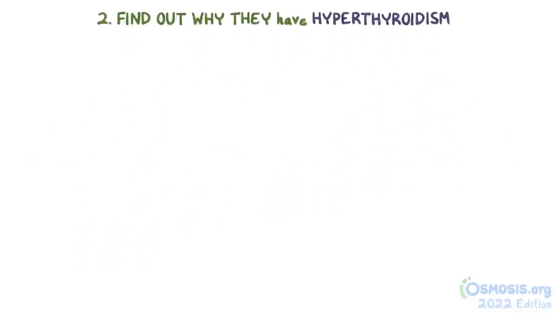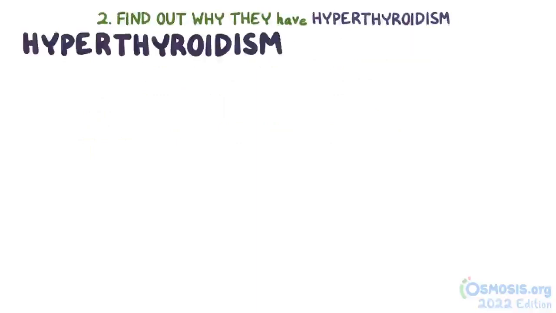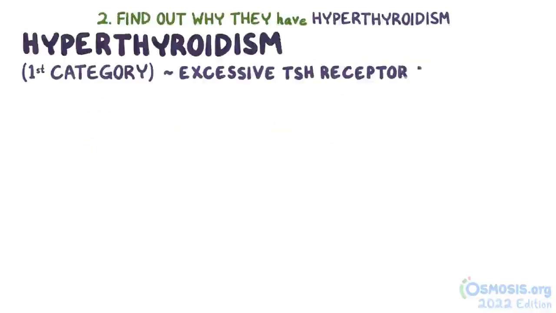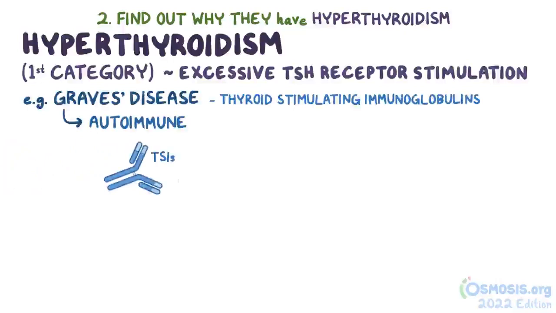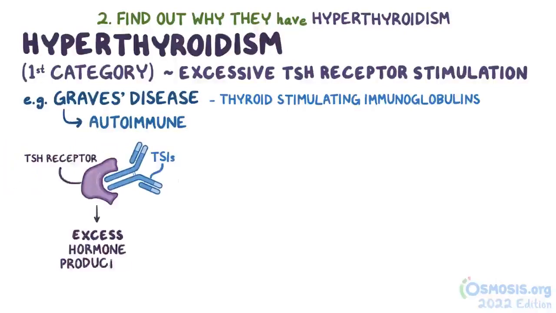Elucidating the cause is the fun part. Pathophysiologically, the causes of hyperthyroidism can be divided into 4 categories. The first is excessive TSH receptor stimulation, and an example of that is Graves' disease, which is an autoimmune condition where thyroid-stimulating immunoglobulins, or TSIs, bind to the TSH receptor and stimulate excess hormone production.